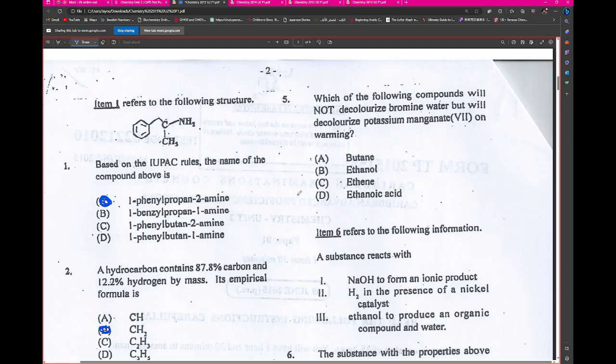Number 5, which of the following compounds will not decolorize bromine water, but will decolorize potassium permanganate on warming?